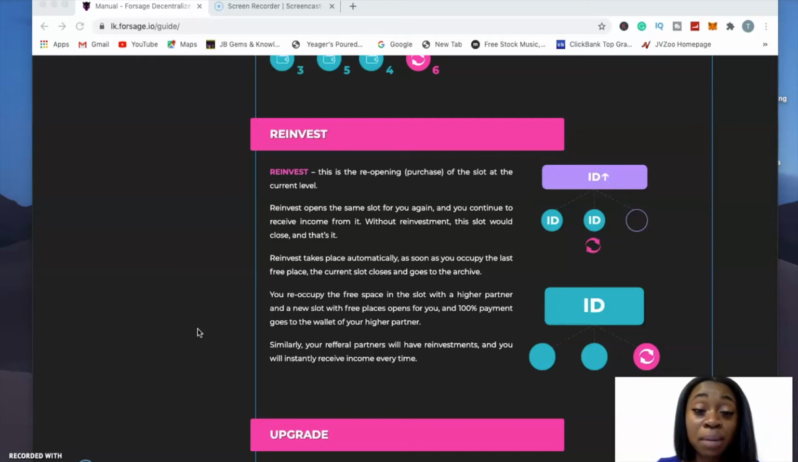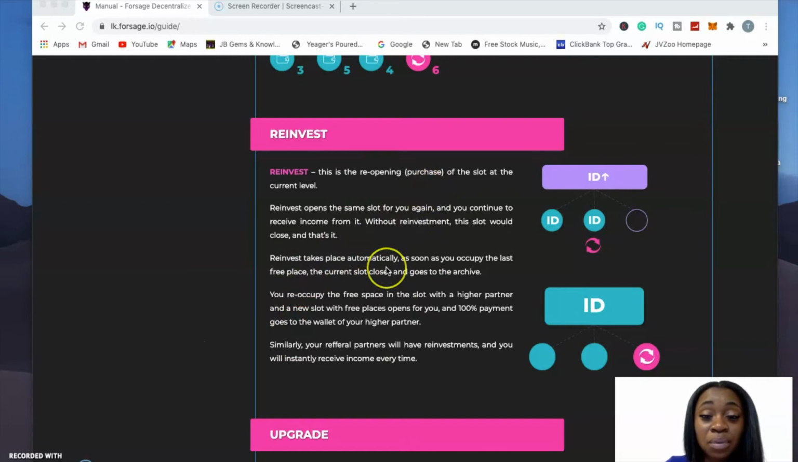But the great part about this is that when you start referring people to this, you start getting people under you, everyone's going to have to reinvest. I mean, if everyone wants to make money, they're going to have to fill up those spaces. And when they reinvest, if those people are under you, 100% of that comes to you. If you don't have people that you referred as of yet, but you do have someone that referred you, then that will go to them. But it's only one slot, you know what I mean? It is what it is.